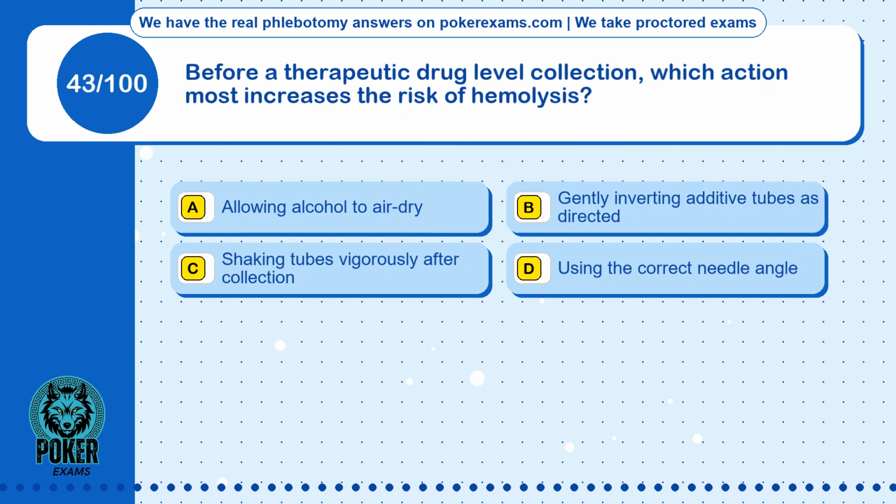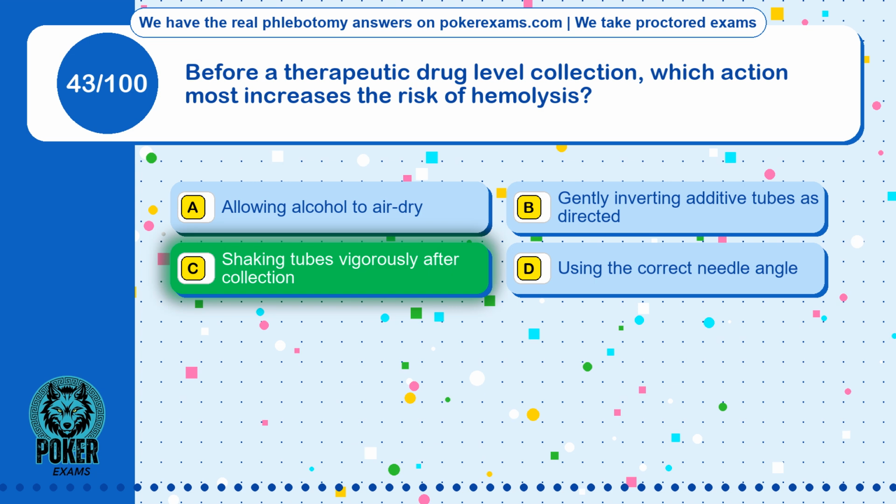Question 43. Before a therapeutic drug level collection, which action most increases the risk of hemolysis? Option A. Allowing alcohol to air dry. Option B. Gently inverting additive tubes as directed. Option C. Shaking tubes vigorously after collection. Option D. Using the correct needle angle.